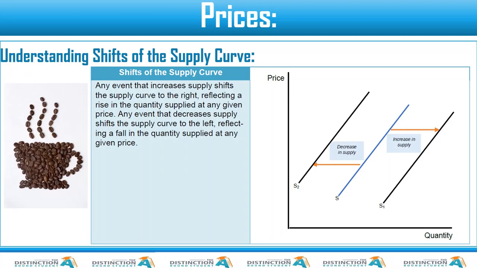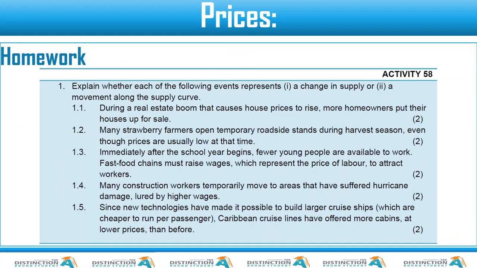Then, just like we saw with the demand curve, this here illustrates an increase in supply, and this is a decrease in supply. So supply can shift either to the right or to the left.